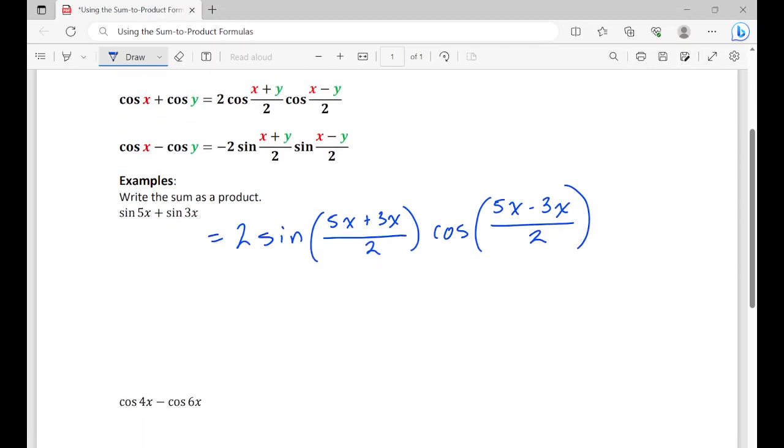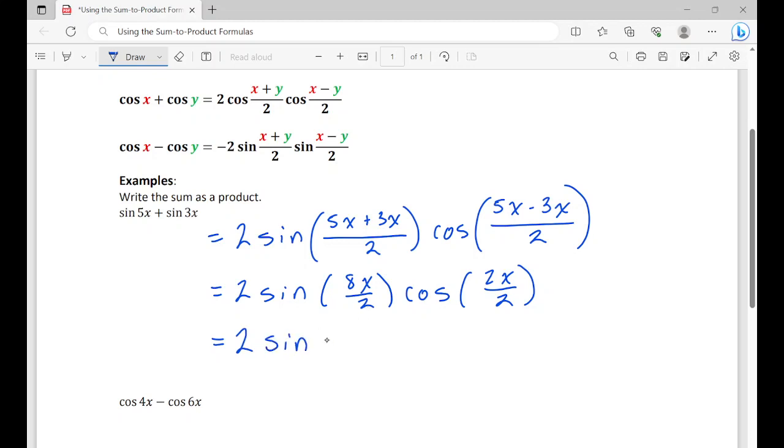And now I just simplify it down. 2 sine of 5 plus 3 is going to give me 8x over 2. Cosine of 5 minus 3 is going to give me 2x over 2. And then finally just simplify it one more time. 8 over 2 is going to give me 4x, and then 2 over 2 is just going to give me a single x. And here is this expression using the sum to product formulas.